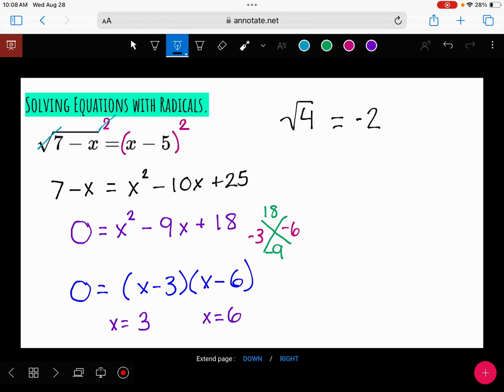What we can't have is the square root of negative 4 equals 2. The square root of a negative number is imaginary, so I can't have an imaginary that equals a real. So both of these are valid. But it's important to check, and that's why I went through it instead of just saying, yeah, they're fine, move on with our lives.